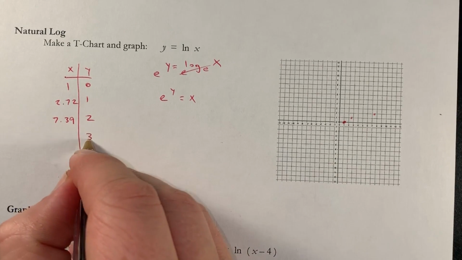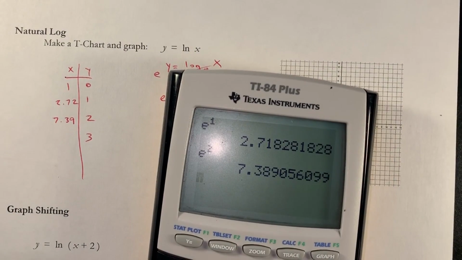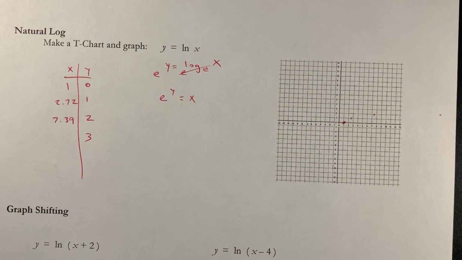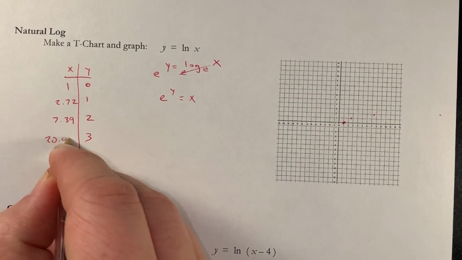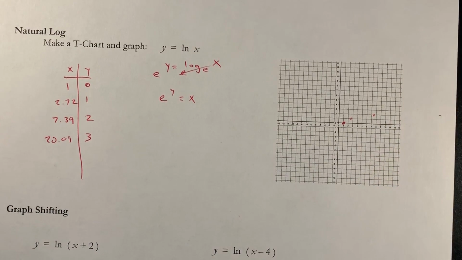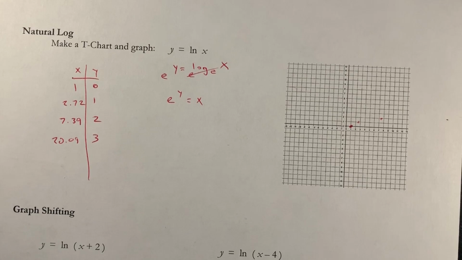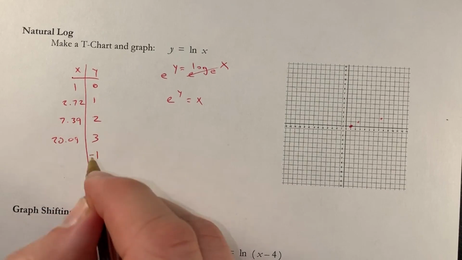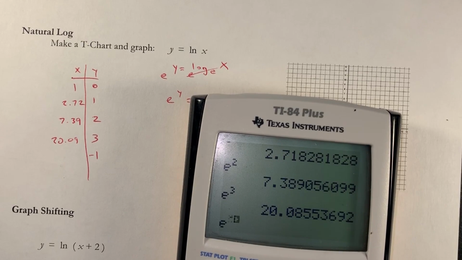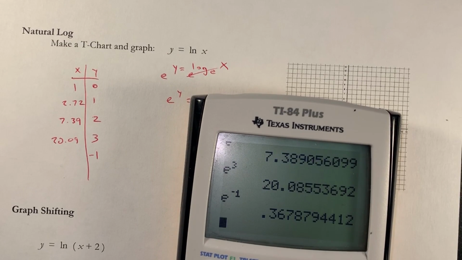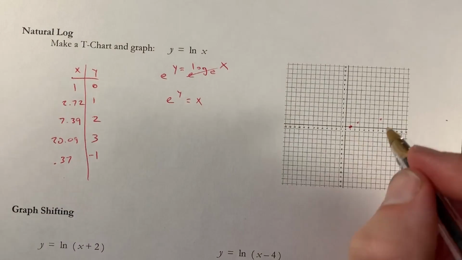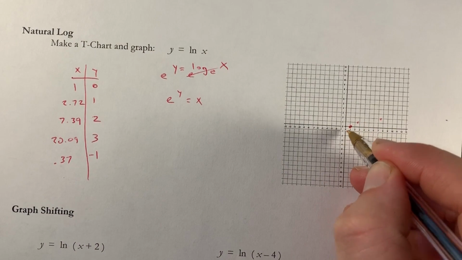Okay, e to the third power, 20.09. Okay, so I've got to go all the way to 20.09 before I can go up 3, and we're not going to be able to go that far. So let's go to negative 1. E to the negative 1 power, 0.37. So 0.37, negative 1, so somewhere around there.